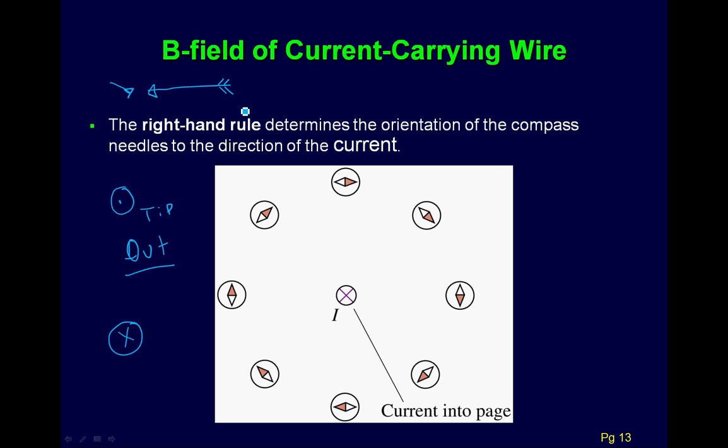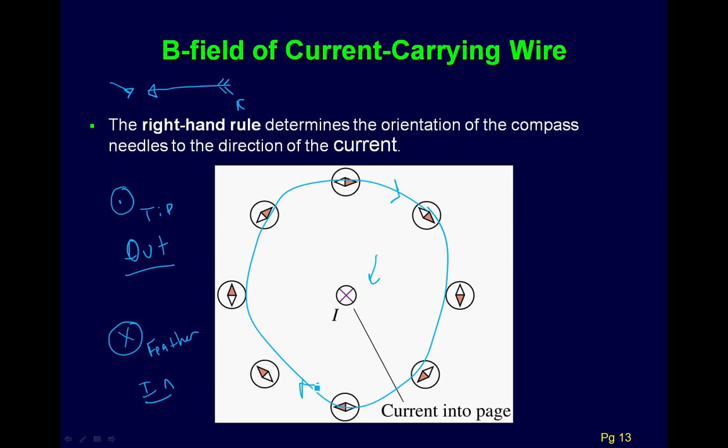Now the back end, if you look at the feathers, you might see an X like this. And so this is the feather part. And it signifies something going into the page. And so here's a current going into the page. And you see what happens is these compasses align themselves up in a circle that's going in the counterclockwise direction.